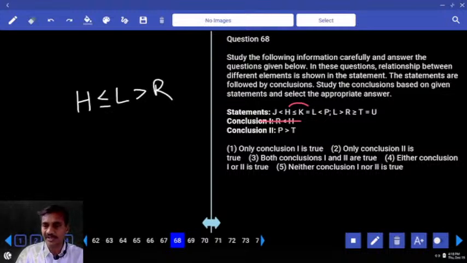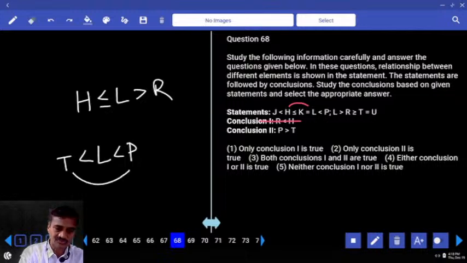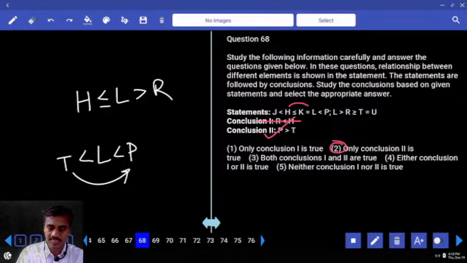The next one, P and T. Now P is here, L lesser than P, and T, L greater than T, T lesser than L, and from T to P, T lesser than P is true, that is nothing but P greater than T. And so what is your answer? Only 2. Only 2, choice 2, question number 68.